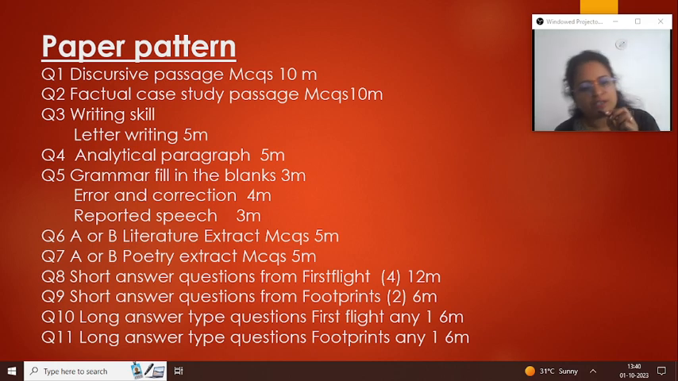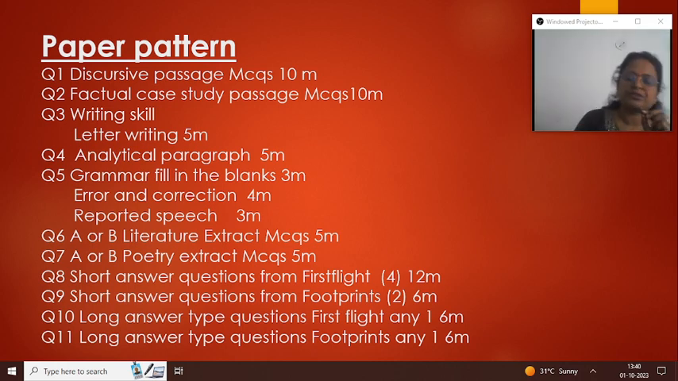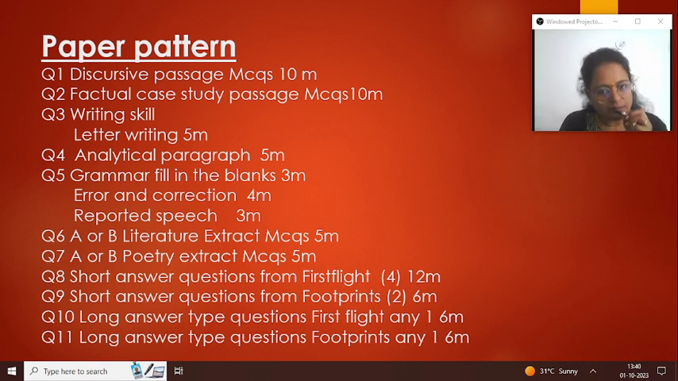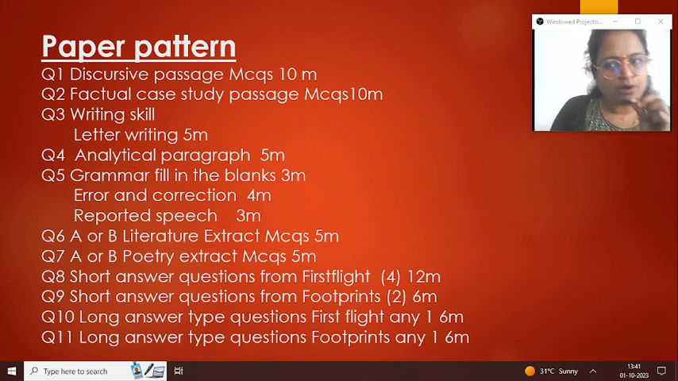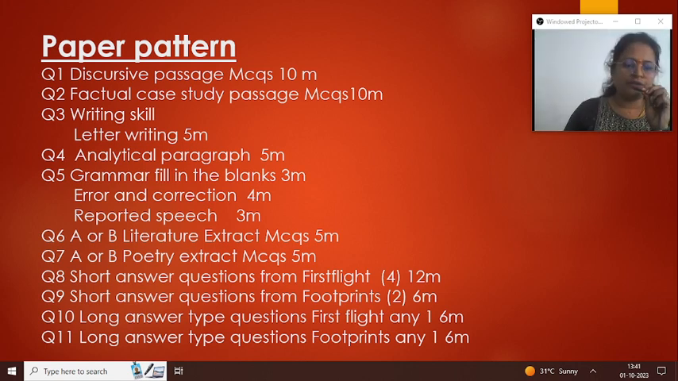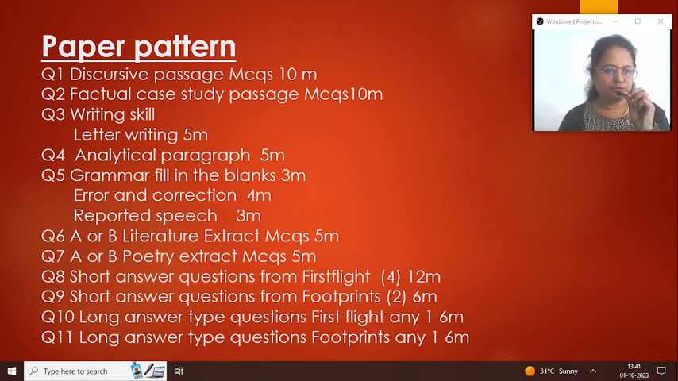Okay, the next question is question number 5, grammar. In that they include 3 types of questions. Fill in the blanks, maybe for 3 marks, error and correction for 4 marks, and reported speech for 3 marks. And these will also be in MCQ pattern. They give you the options, and whichever you feel is more suitable, you should answer it in a confident manner.